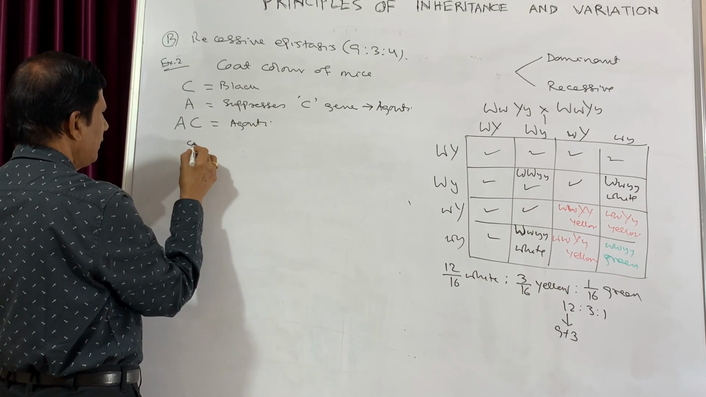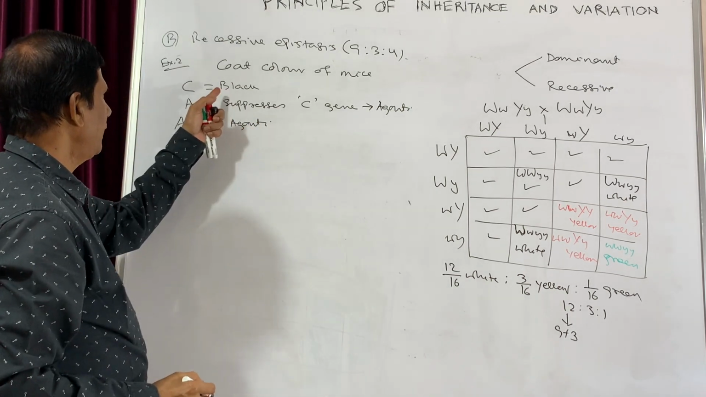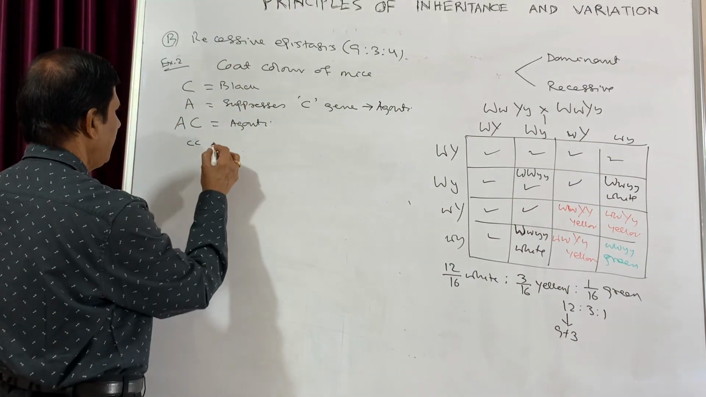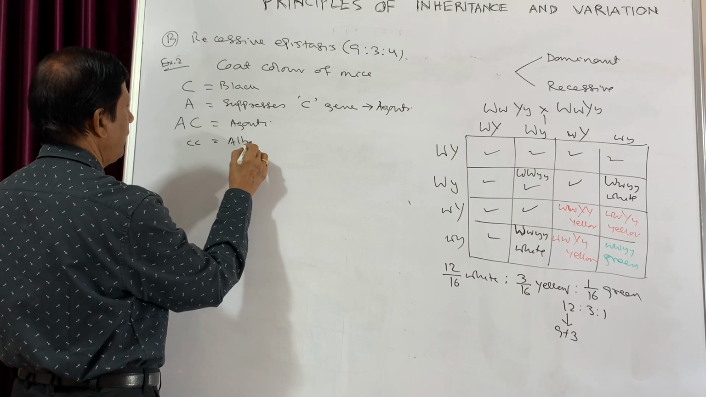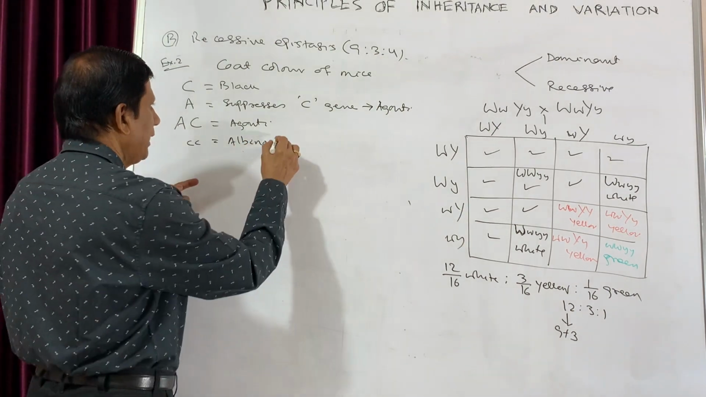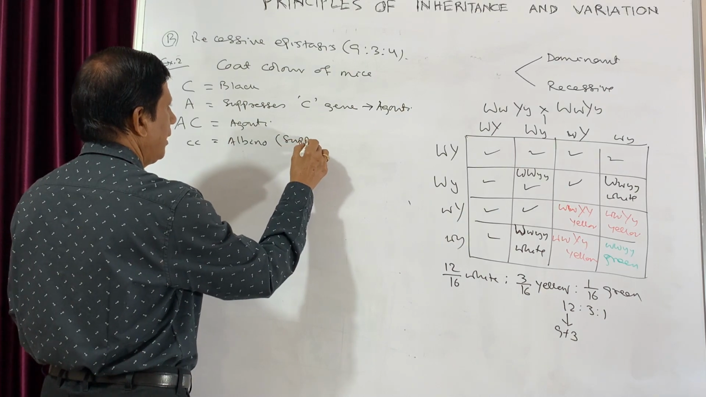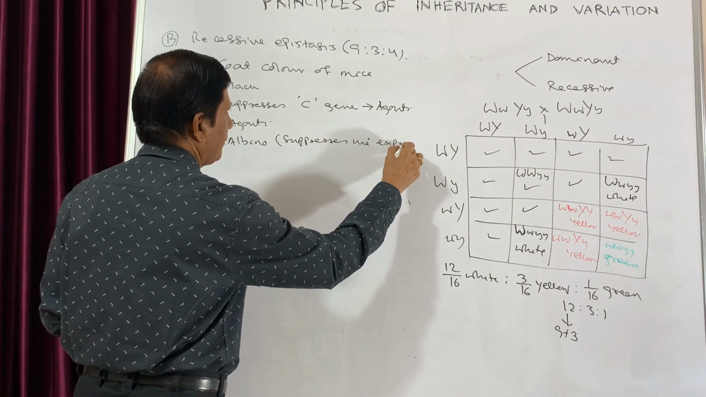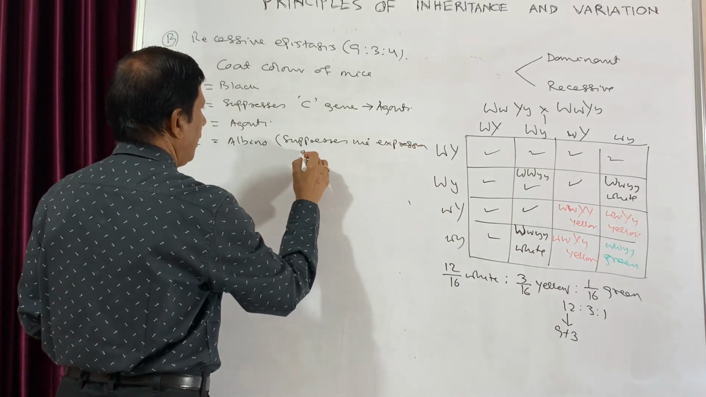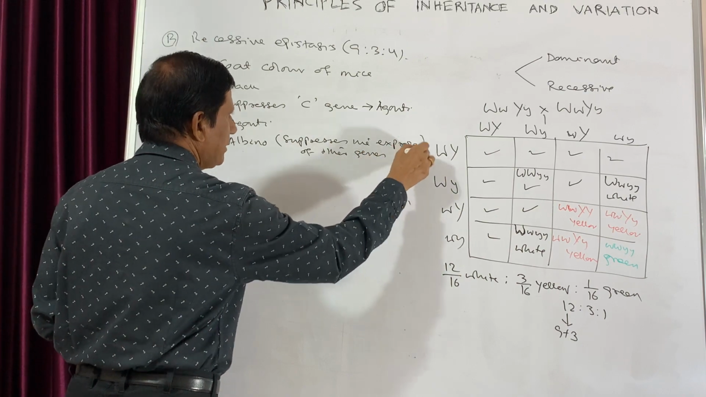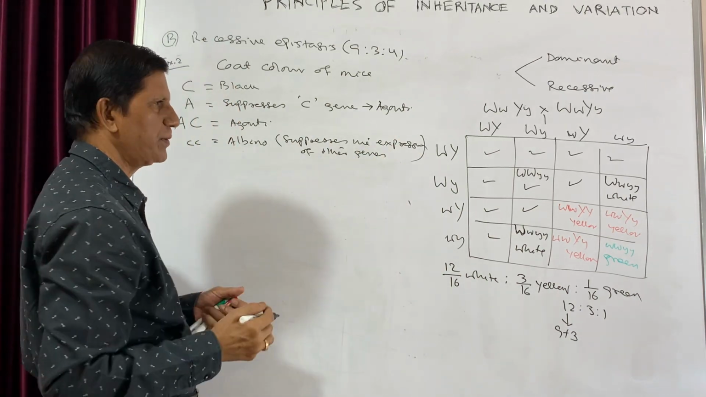And when the C is present in dominant form, it gives black, but when it is present in recessive form, it gives rise to albino. But when it is present in double recessive form, it suppresses the expression of other genes. That is important. That is why it is known as recessive epistasis.